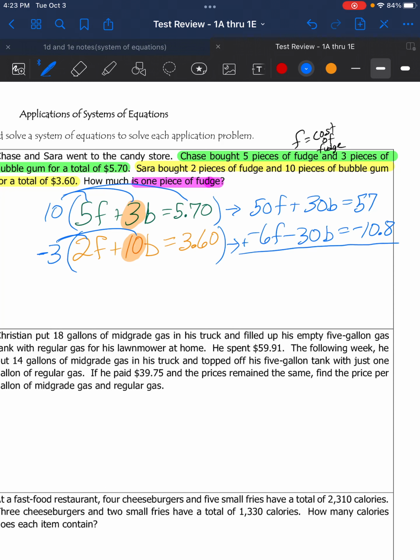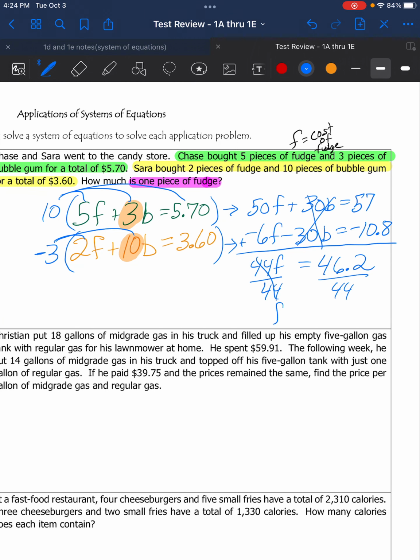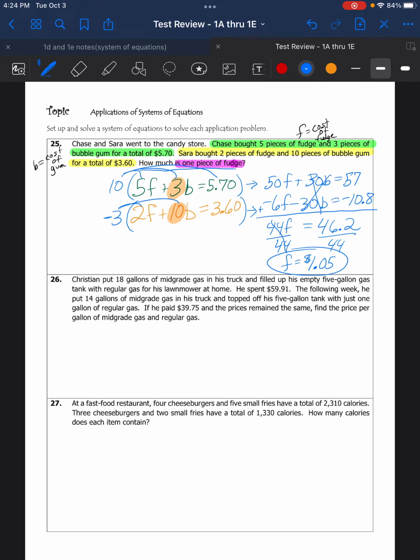Add vertically, we have 44F. My B term is going to eliminate, and I get 4620. When I subtract 50 minus 1080, divide by 44, I get $1.05. Each piece of fudge costs $1.05. And that's exactly how much is 1 piece of fudge. That's exactly what we want.